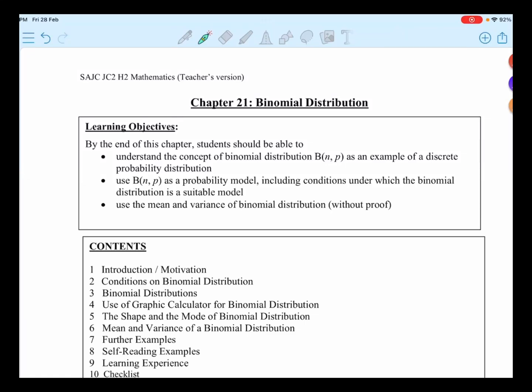Okay, we're looking at binomial distribution today. You should be able to understand the concept of a binomial distribution as an example of a discrete probability distribution. The next thing is to use the binomial distribution as a probability model, including the conditions under which the binomial distribution is a suitable model. And lastly, you need to use the mean and variance of the binomial distribution without proof.